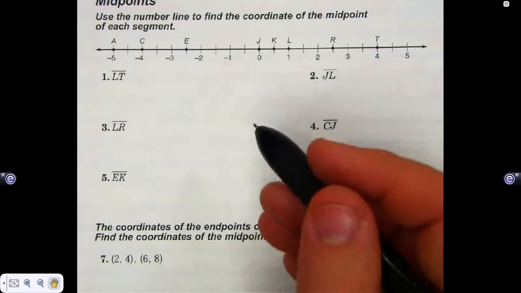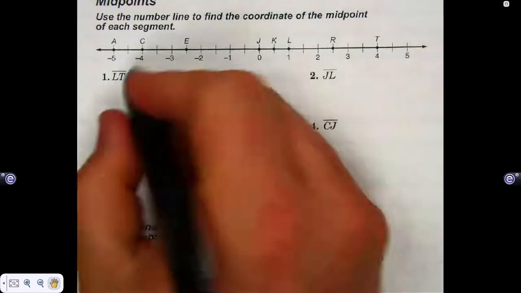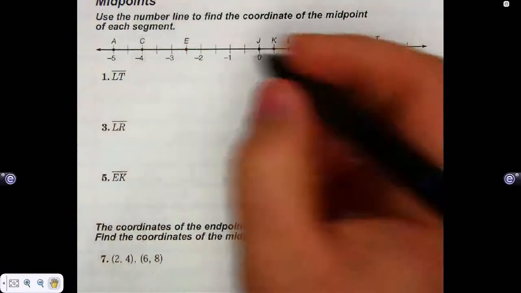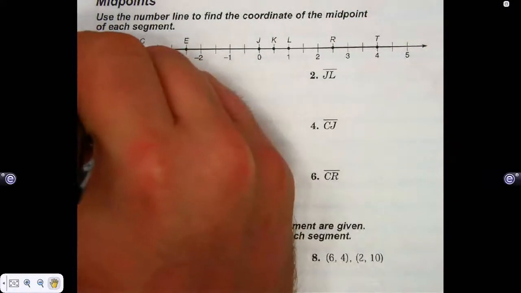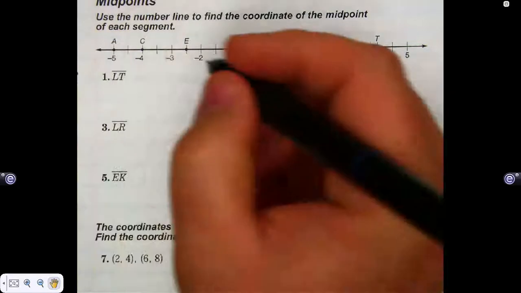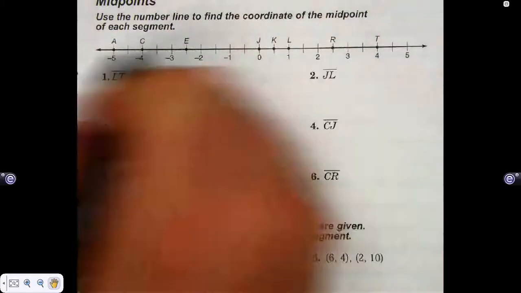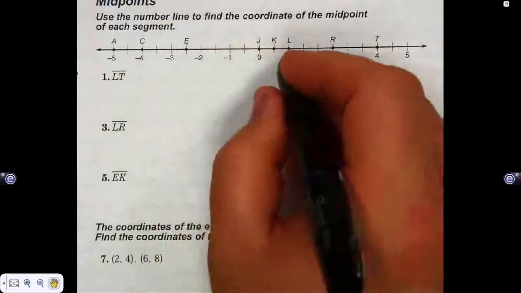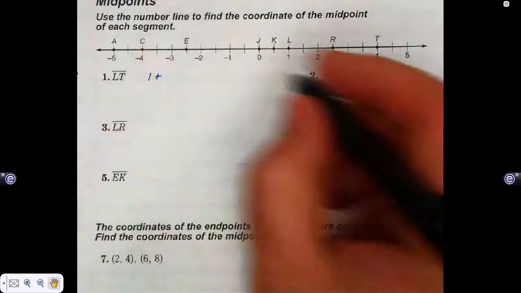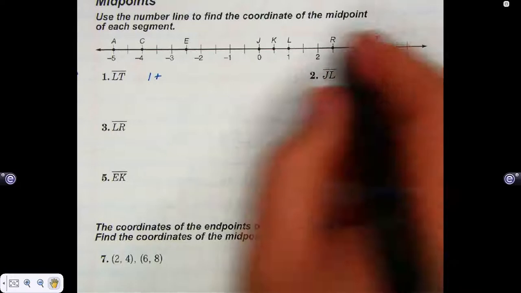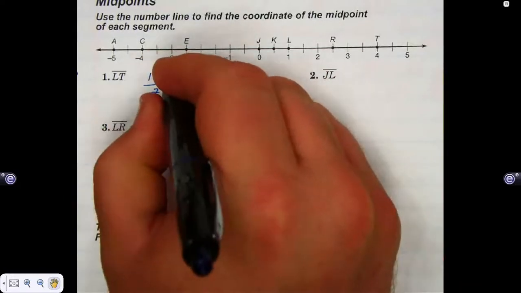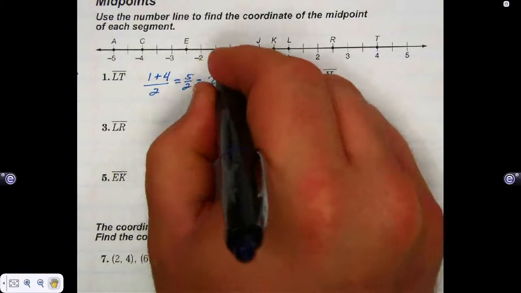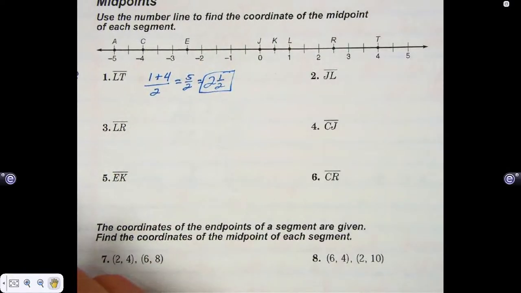Let's look at what they want us to find. On the number line, find the midpoint of each segment, LT. What are the coordinates of L? 1. Remember that on a number line, it's just like we're doing just the x coordinate. Isn't this basically just the x-axis? Yes, sir. So you add the x's divided by 2. The coordinate of L is 1 plus, what's the coordinate of T? 4. Divided by 2. Should give you 5 over 2, which gives you 2 and a half.